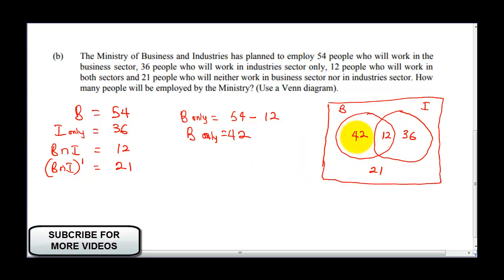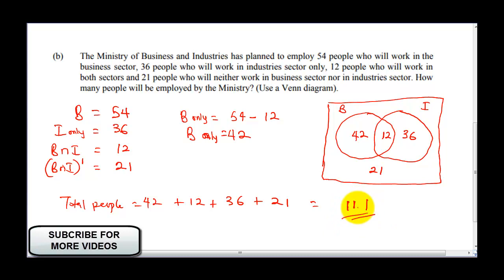So as you can see, we have 42 people who work in business only, 12 people who work in both business and industry, 36 people who work in the industry sector only, and 21 who work in neither. So at this point, I can now sum up the total people in the ministry. It's going to be 42 plus 12 plus 36 plus 21. 2 plus 2 is 4. 4 plus 6 is 10 plus 1, that's 11. So I write my 1 and carry my 1. 1 plus 4 is 5, plus 1, that's 6. 6 plus 3 is 9. And 9 plus 2 gives us 11. So that's 111.